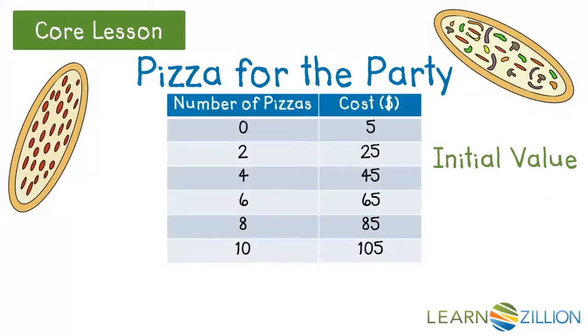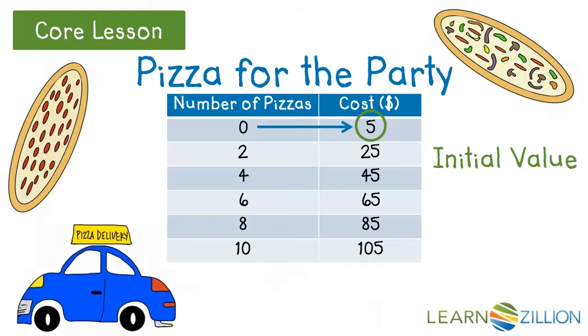What is the initial value for pizza? Sometimes people assume the initial value is zero, but when zero pizzas are bought, it still costs $5. Huh? How can zero pizzas cost $5? Think of it this way. Why is there $5 extra to every number of pizzas you order? Oh, it costs $5 for delivery.